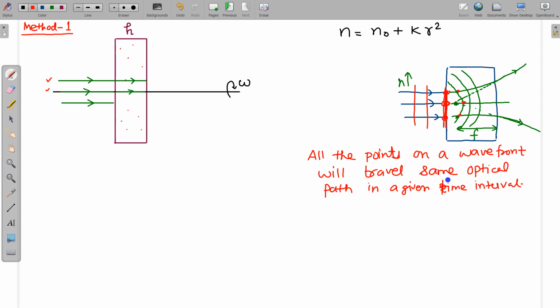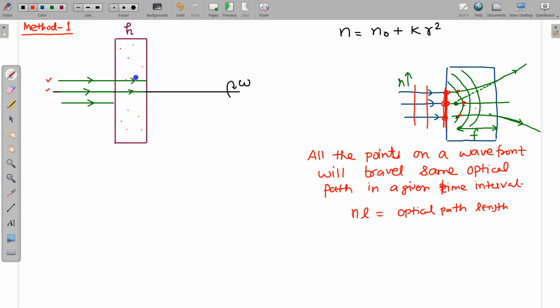And how do we calculate the optical path? So if a ray travels distance equal to L in a medium of refractive index n, then multiply n with L. So n multiplied with L will give the optical path length in a medium with refractive index n.